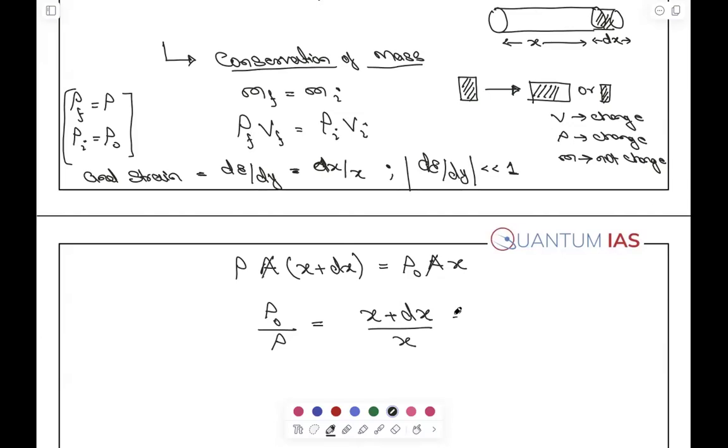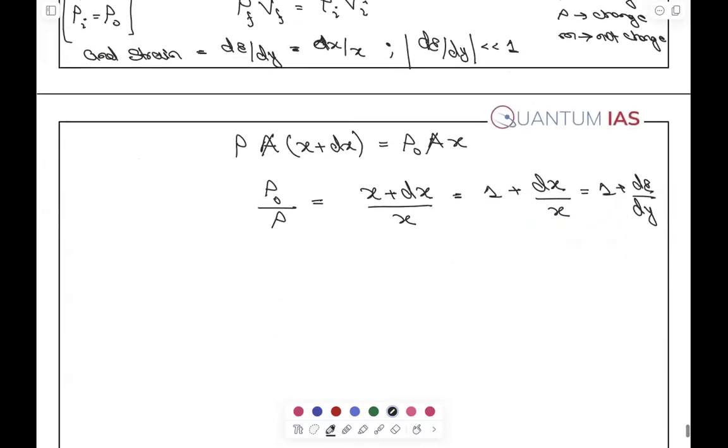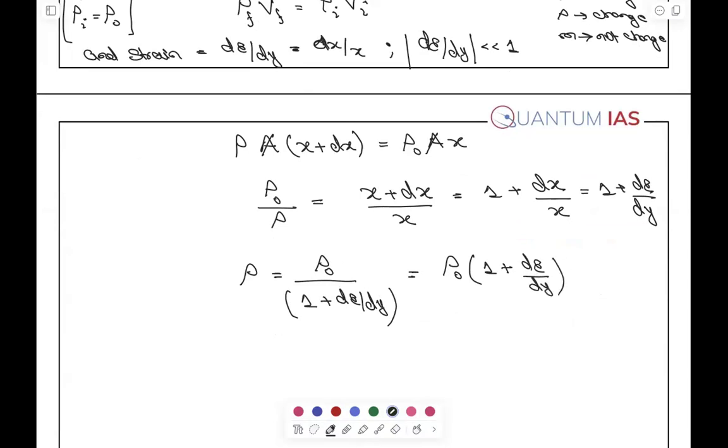This cancels out. Okay, right, it is 1 plus dx by x. And what is dx by x? I have written it is dε by dy. This is a standard derivation. So rho will be equal to rho naught times 1 upon (1 plus dε by dy), raised to minus 1. As it is very much less than 1, can I use the binomial approximation? Everyone knows the binomial approximation, yes or no?